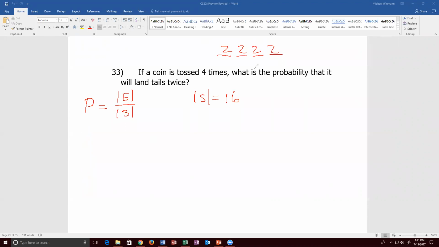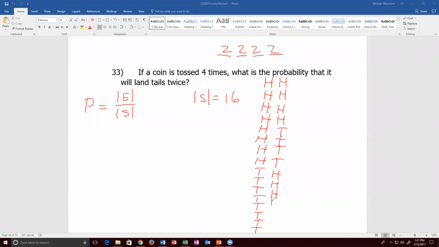So, okay, let's see. We got head, and then 8 of them, and then 8 more. Half of 8 is 4. So head, head, head, head, tail, tail, tail, tail, head, head, head, head, and tail, tail, tail, tail.